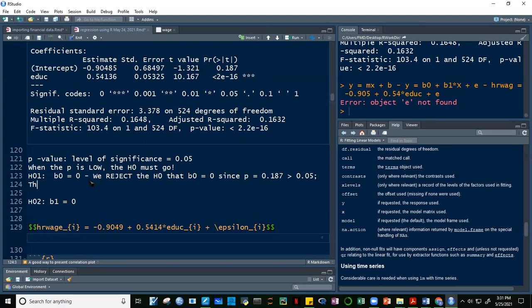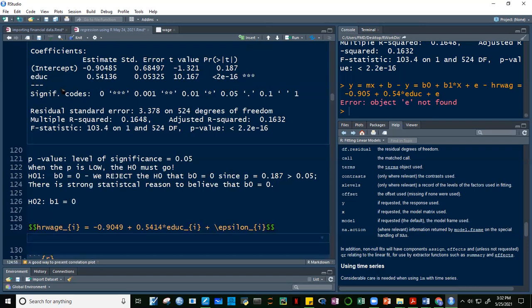So, there is strong statistical reason to believe that beta null is equal to 0. Okay, so possible na si beta null, ito intercept, possible na 0 yan. Okay, the probability that yung 0.187 natin way exceeds yung level of significance natin.